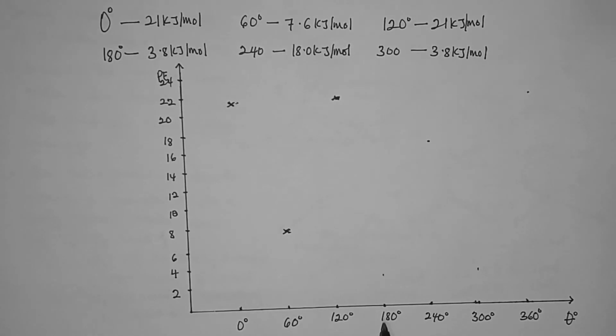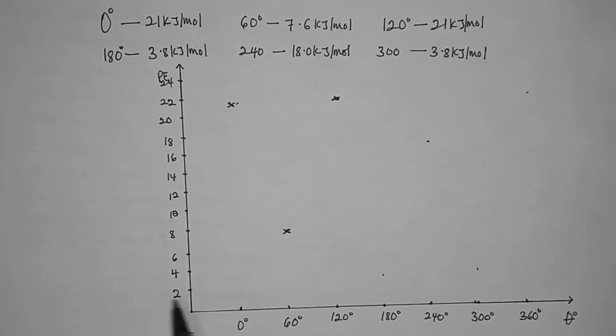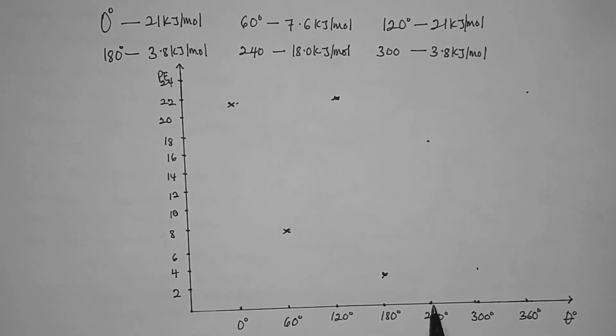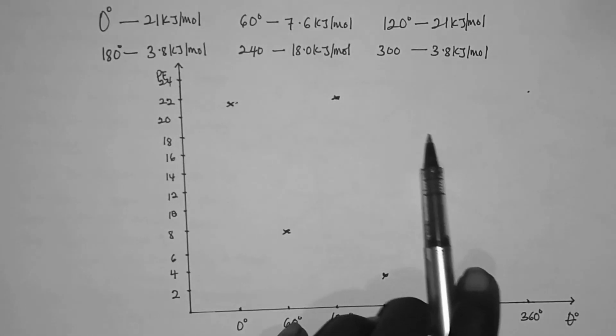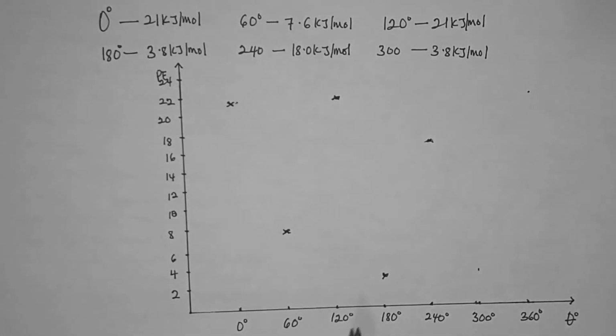And then the 180 degrees is 3.8 kilojoules per mole. So this is 2, this is 4. So 3.8 is almost 4. So it's a little bit less than 4. So it's somewhere here. And then 240 degrees had 18 kilojoules per mole. So this is 18. So 240 degrees, it's going to be somewhere here.